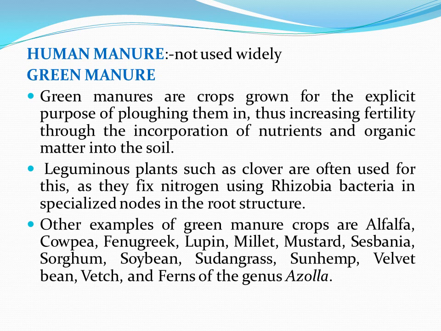Now examples of green manure are leguminous plants, for example clover, because these clovers are able to fix the atmospheric nitrogen using Rhizobia bacteria in specialized nodes in their root structure. Other examples of green manure crops are alfalfa, cowpea, fenugreek, millet, mustard, etc.